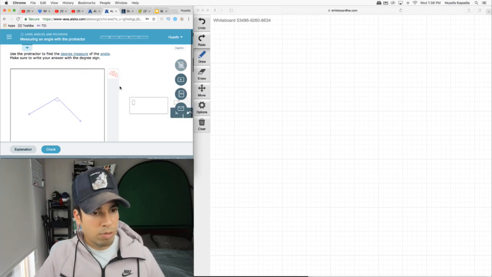Measuring an angle with the protractor. So this protractor can be a little glitchy. So anyway, it says use the protractor to find the degree measure of the angle. So this is how you use a protractor.